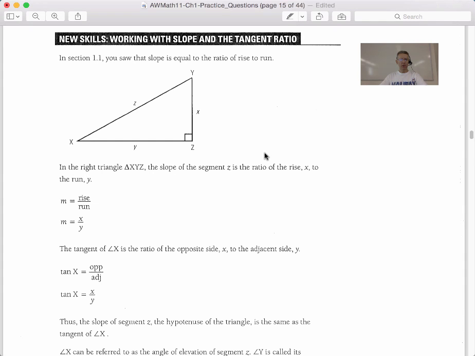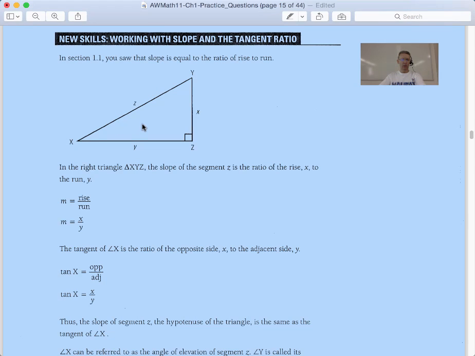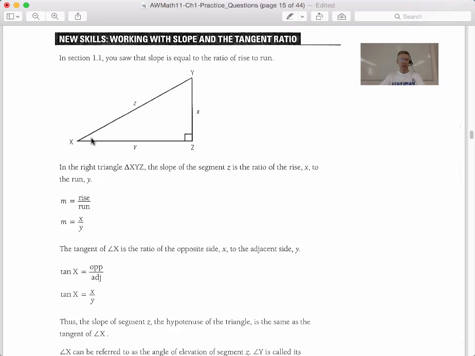So working with slope and the tangent ratio, this is where they connect the slope and the tangent ratio. We'll find out that the slope of something like this, the hypotenuse, is related to the tan ratio of this angle here, x. So let's follow what they're saying here. In this triangle, the slope of segment xy, or side z, is, as we know, slope is rise over run. So this rise, x, over the run, y, the value x over y.